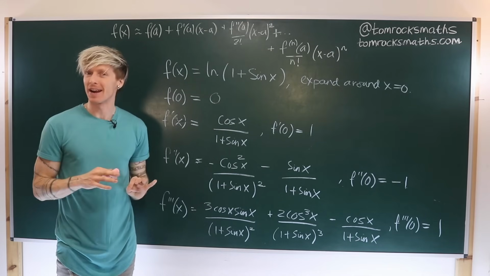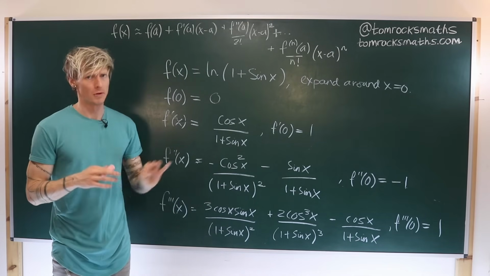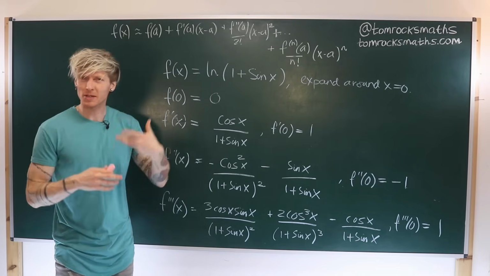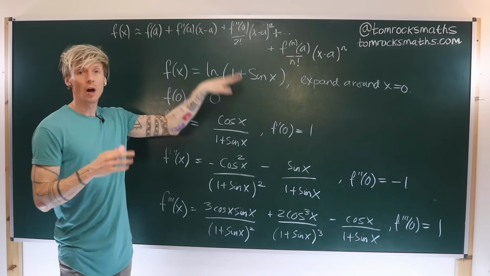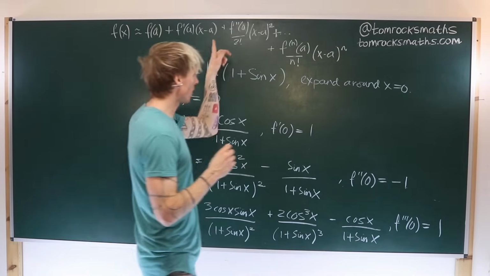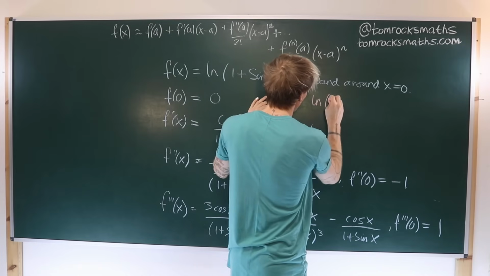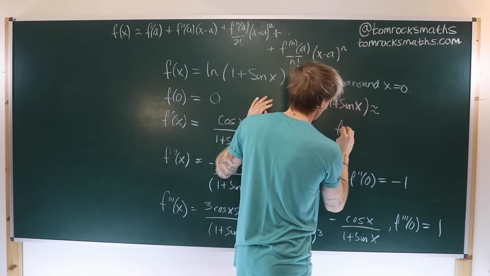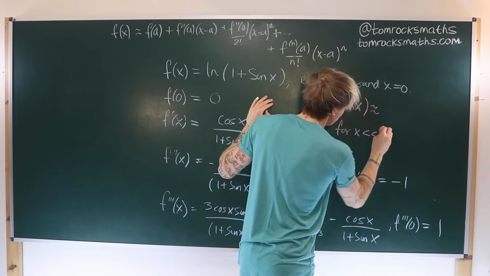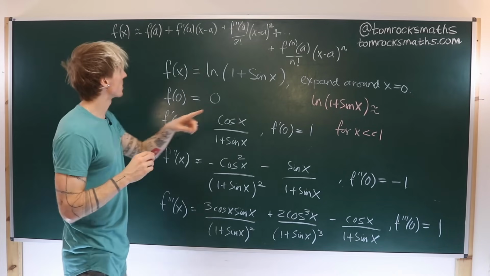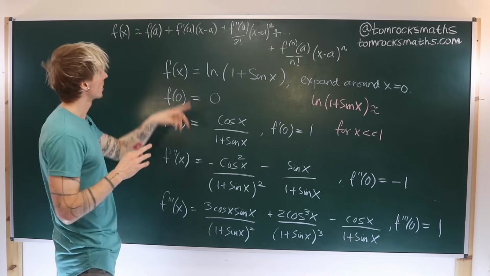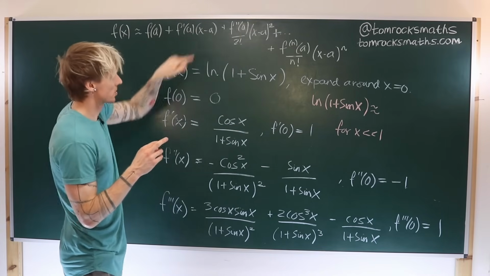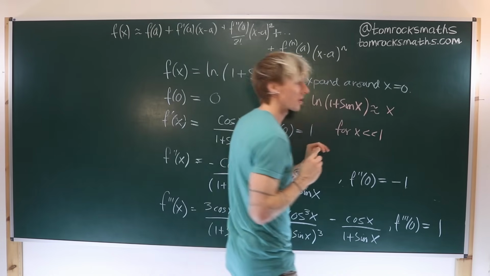Seeing as I've just about run out of space and these derivatives are getting more and more complicated, let's stop at this point and formulate our approximate polynomial for log of 1 plus sine x. So, following Taylor's theorem, we can say that the log of 1 plus sine x is approximately, for x small, meaning x near to 0, equal to f of a, well that's 0, plus f prime, so plus 1 times x minus 0. So it's approximately equal to x, it's going to be our first term.